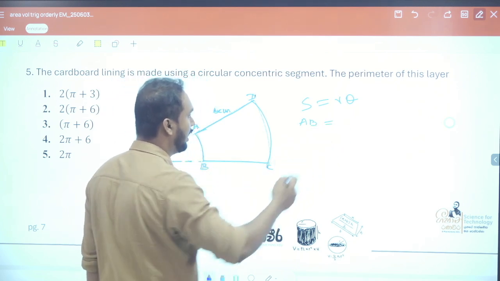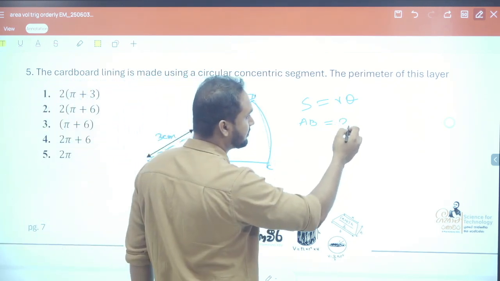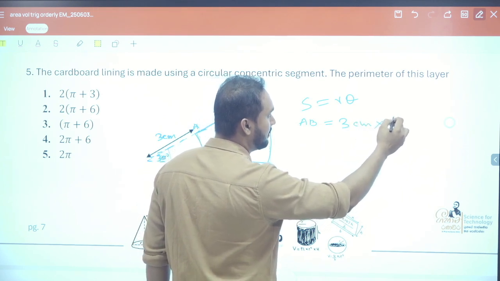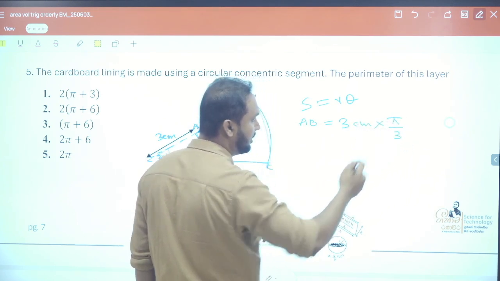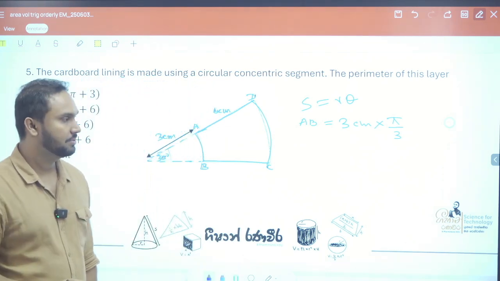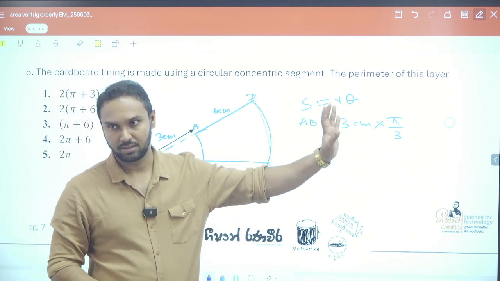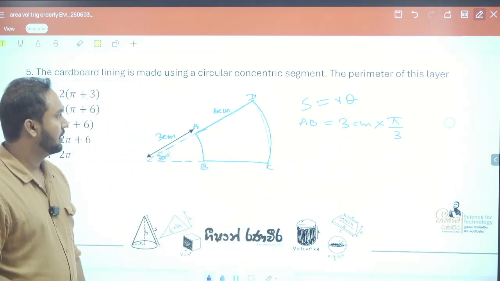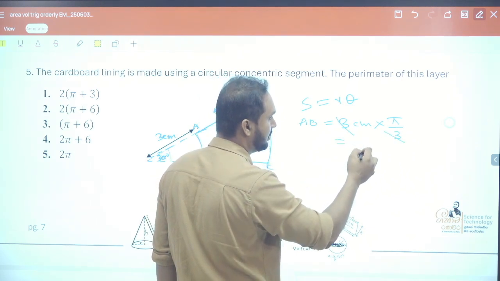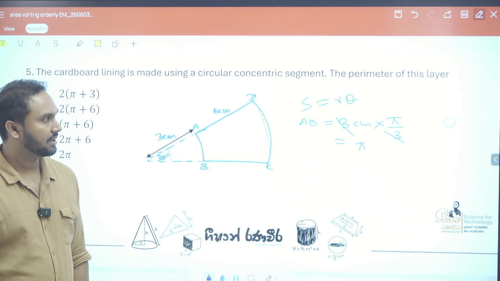Equals R is how much? 3 centimeters. And the theta, we found it is pi over 6, because 180 is pi, so the 30 degrees should be pi over 6. Like you have to take it using the logic, right? Simple. Right, so here 3 and 6 cancel. AB arc length is pi over 2, right?